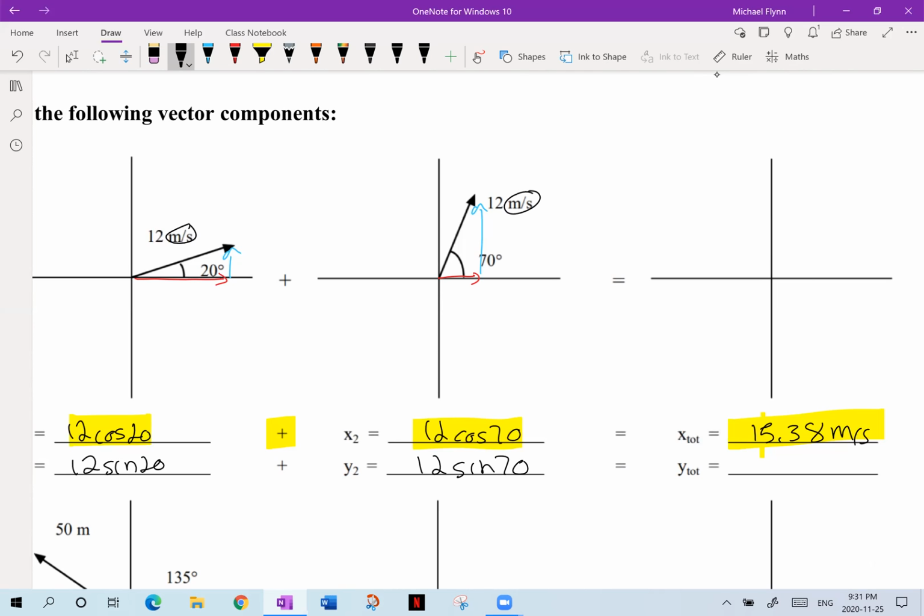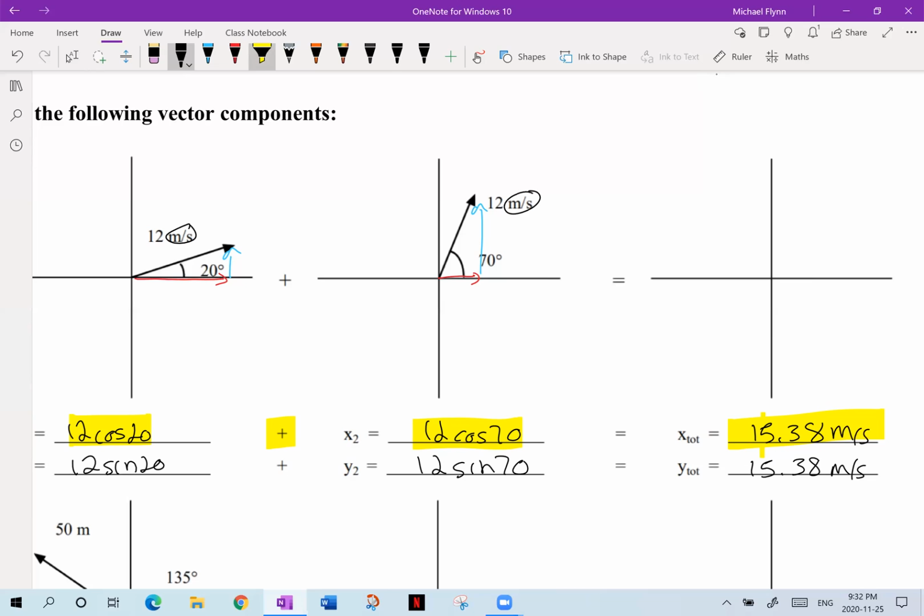Did I do that right? 12 times 20. Pardon me for a second. I just want to verify that I got exactly the same answer. That's 12 times 70 cos equals 15.38. Now I get 12 times 20 sine plus 12 times 70 sine. Yeah, you get exactly the same number. All right, well, 15.38 meters per second. So here, what I did was I added these up. And it's just a coincidence that we get the same thing.